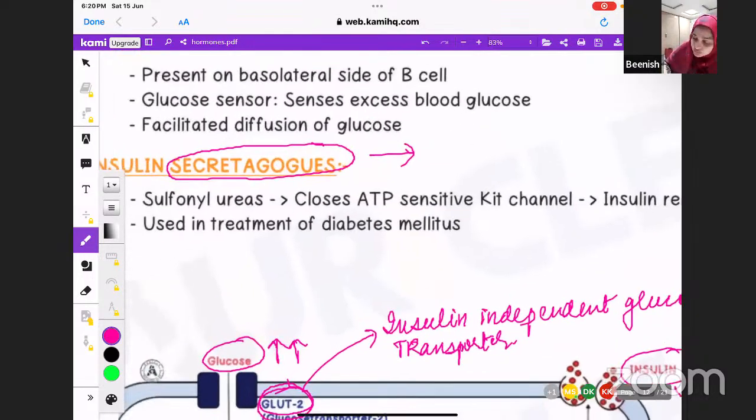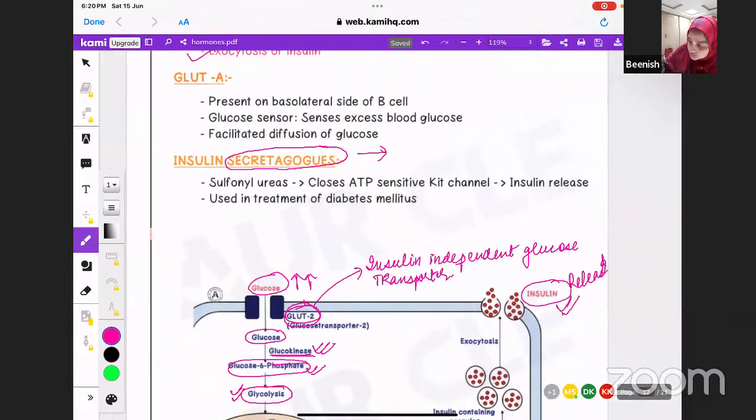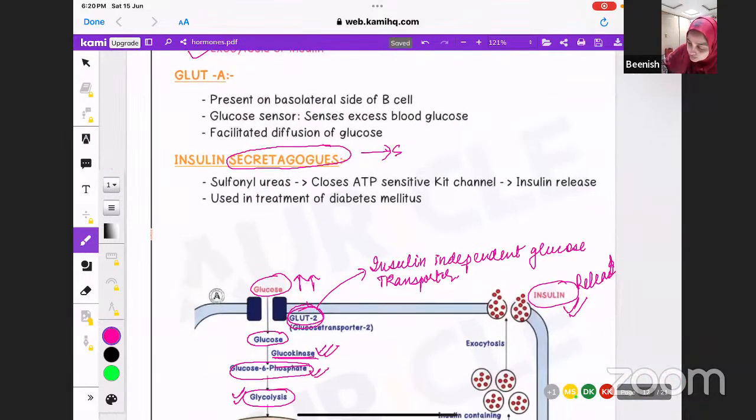So a substance which promotes insulin secretion. That is an insulin secretagogue.